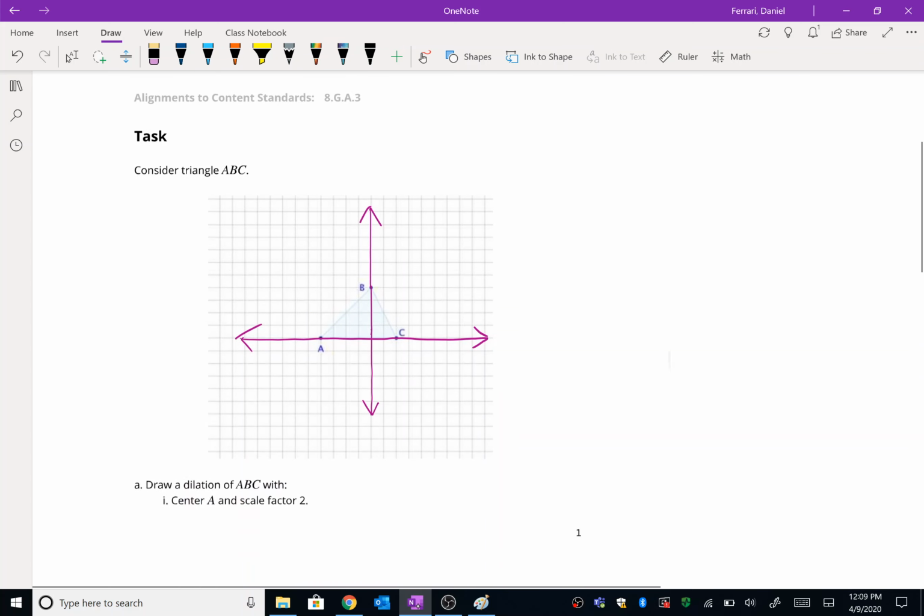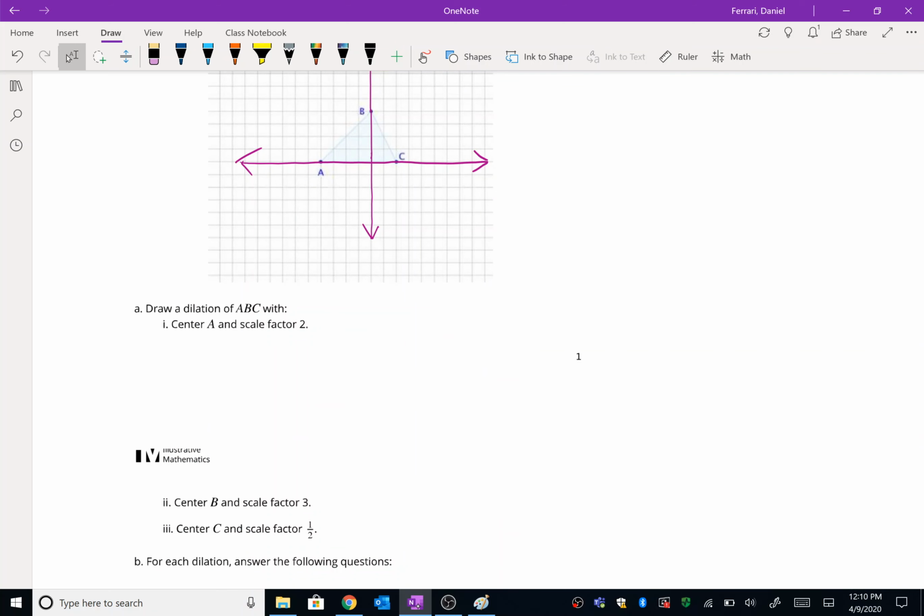So in this problem, we're going to be making 3 dilations. We're going to do a dilation with scale factor 2, a dilation with scale factor 3, and a dilation with scale factor 1/2. Now, I'm not going to worry so much about this center A, center B, and center C. That's something that honestly is not worth us talking about. Let's just make the center right here in the middle. You have my permission to do that. Make this as easy as possible.